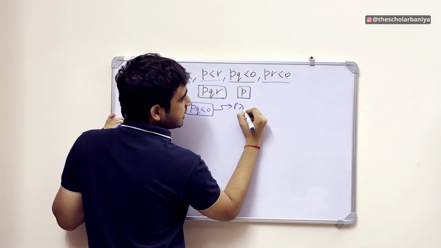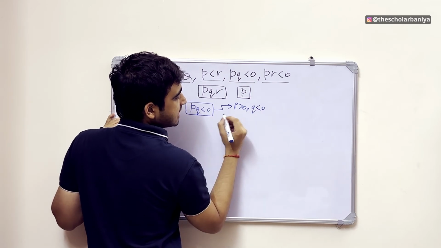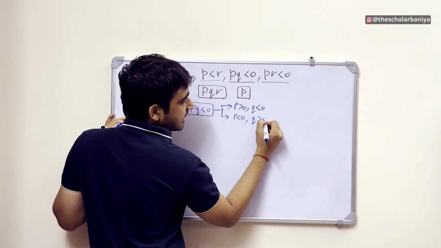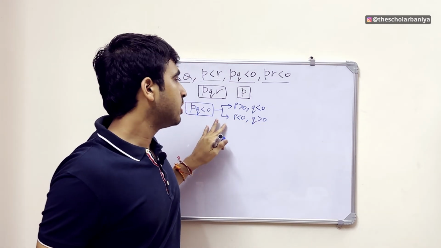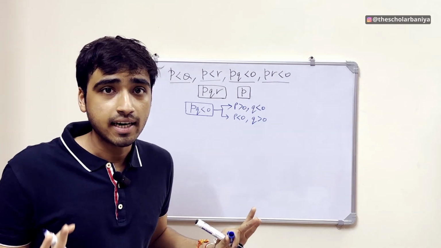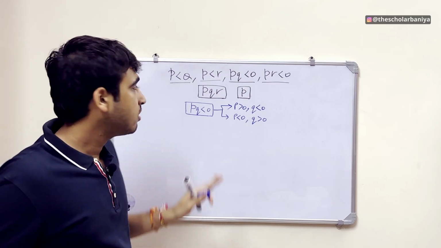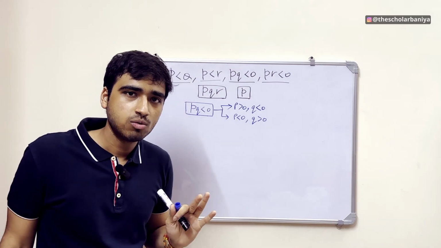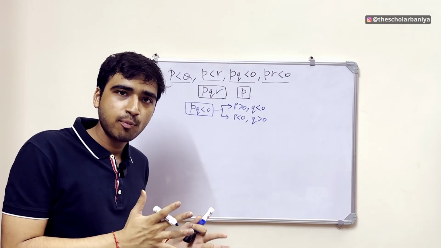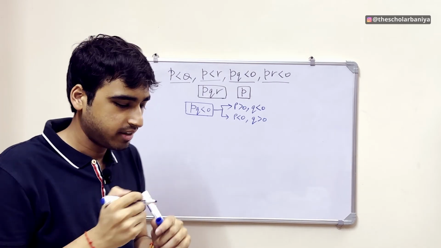So PQ is less than 0 is possible in two cases: when P is greater than 0 and Q is less than 0, or when P is less than 0 and Q is greater than 0. This is only possible in either of these cases, meaning one is positive and the other is negative. But we are also given in the question that P is less than Q. That certainly means that if one is positive and one is negative, P has to be negative.